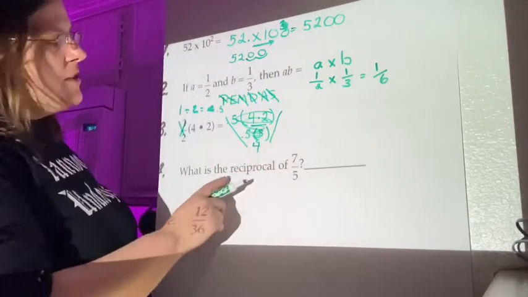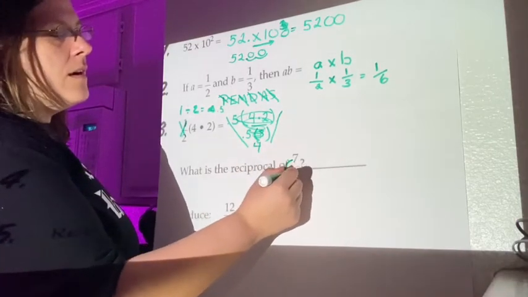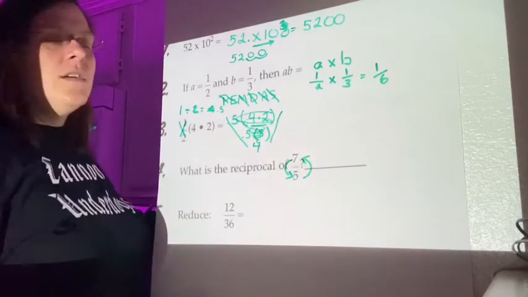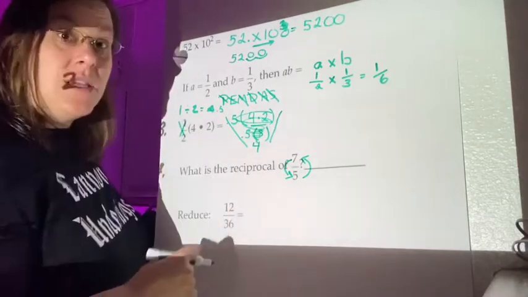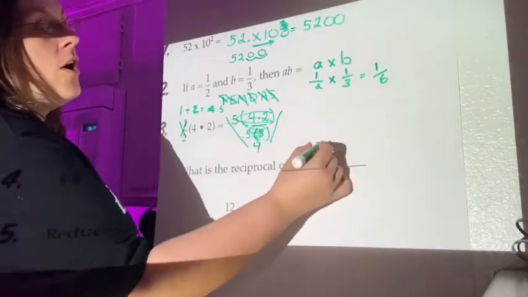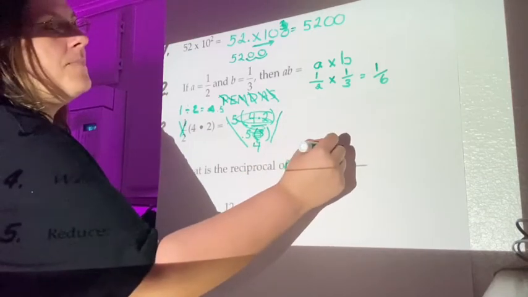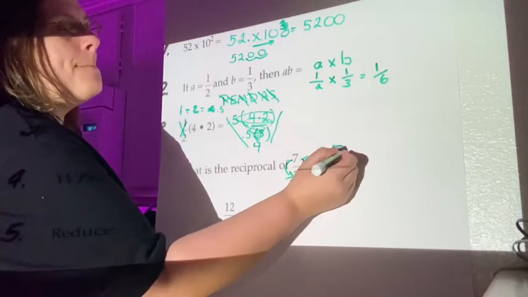Let's see. So reciprocal means that you switch. You took the bottom number on the top and the top number on the bottom. That means reciprocal. So all you need to do is, because the 5 is on the bottom, we're going to move that to the top. And then that 7 is on the top, we're going to move it to the bottom.